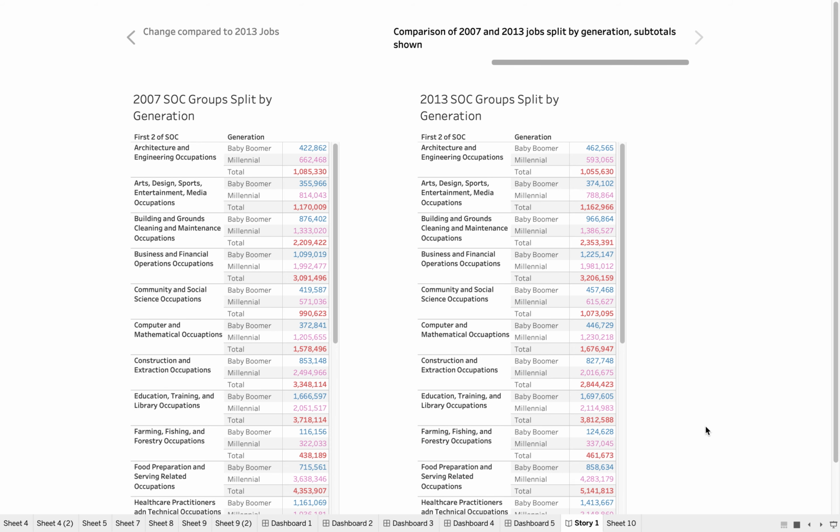My fifth graph is a text table with multiple columns and rows to show the comparison of 2007 and 2013 jobs split by generation. I included the subtotals as well. The blue is baby boomers, the millennials are pink, and the subtotals are in red, so it is very easy to distinguish between the categories. The graph focuses on the split of jobs filtered by generation. The graph does a good job showing how millennials continue to have more jobs than baby boomers throughout both years.